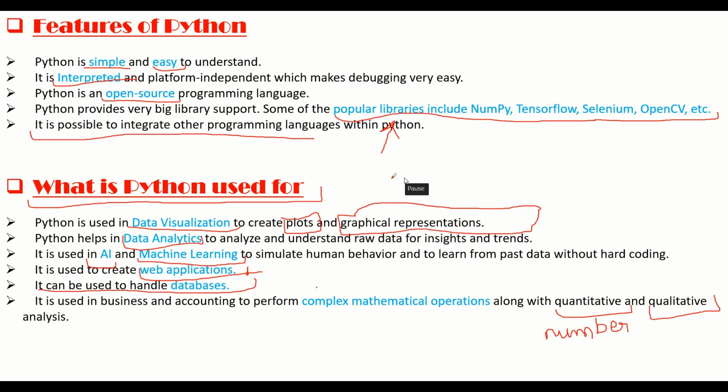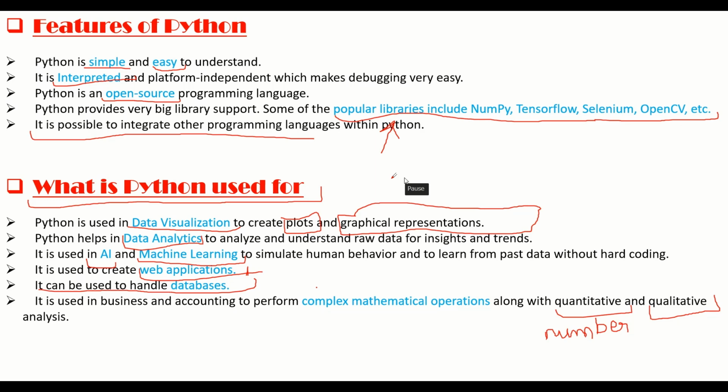Python's rich ecosystem of libraries for numerical computing and data analysis, combined with its ability to handle complex mathematical operations, makes it well suited for business and accounting applications. Python is used to perform financial modeling, risk analysis, portfolio optimization, and other quantitative tasks in various industries, including finance, accounting, and economics. Additionally, Python's support for data visualization enables stakeholders to visualize and interpret financial data effectively.